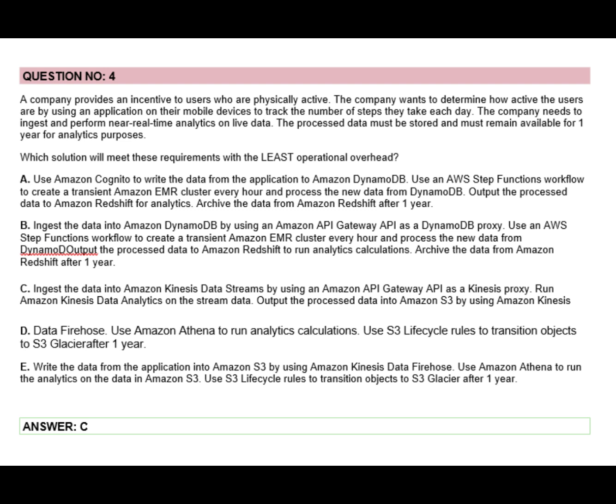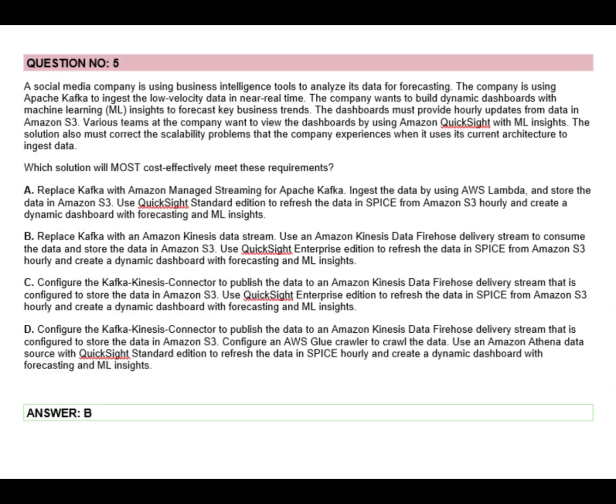D. Write the data from the application into Amazon S3 by using Amazon Kinesis Data Firehose. Use Amazon Athena to run the analytics on the data in Amazon S3. Use S3 lifecycle rules to transition objects to S3 Glacier after 1 year. Answer C.